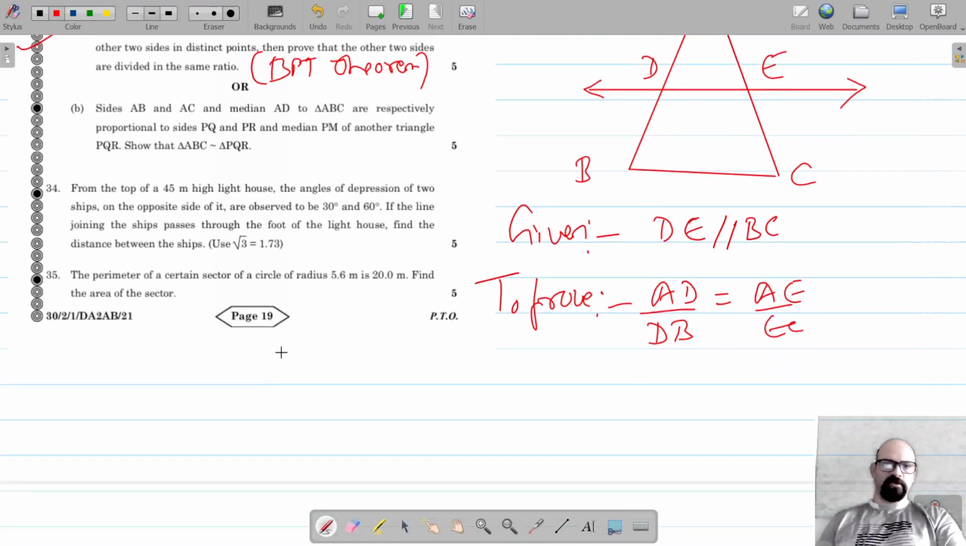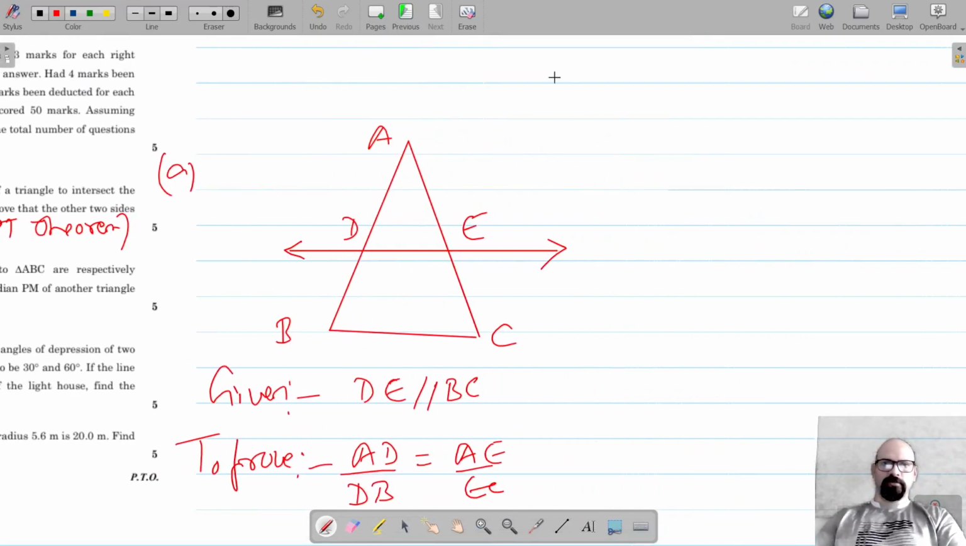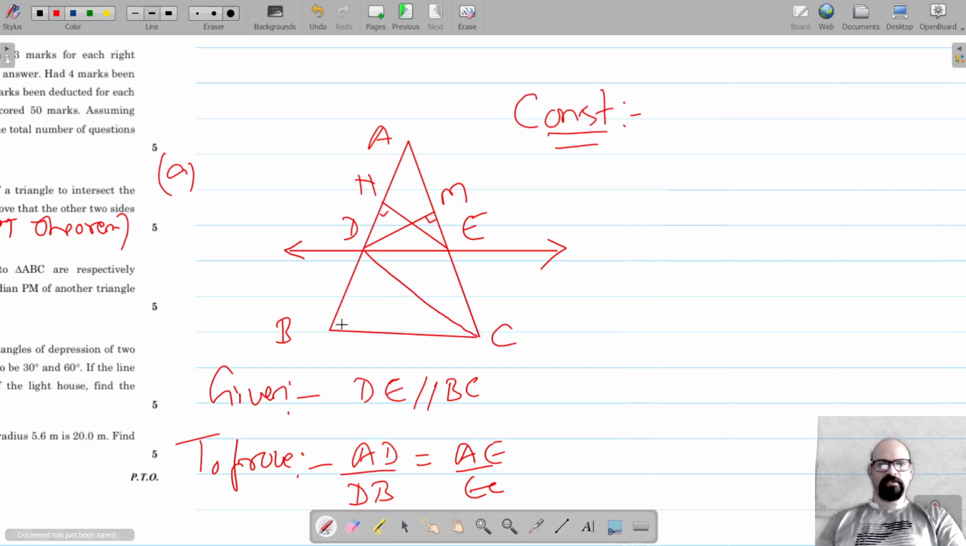And for this we are going to do some construction here. The construction is that we are going to draw perpendiculars to AC and AB. So let this be perpendicular DM to AC and EN to AB. So these are the perpendiculars. Also let me join these two points, D and C, and B to E. So I'm going to join B to E as well. Okay, so this is the construction I have drawn.